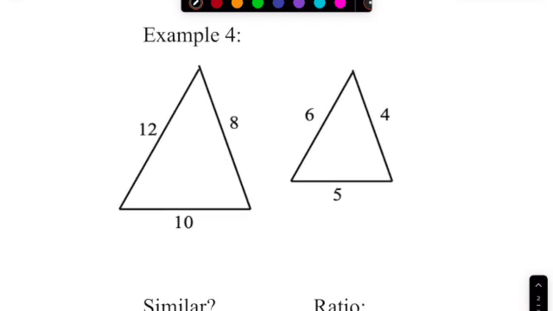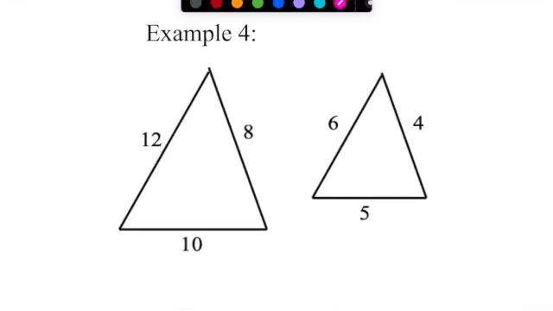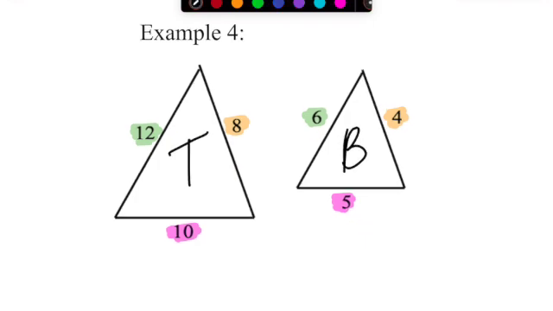Scoochie on over here. All right, smallest side is 8. Smallest side is 4. Hey, this looks familiar. I've got middle side is 10. Middle side is 5. And then over here, we got us a 12 and we got us a 6. Everything over here is going to go on top. Everything over here is going to go on bottom.